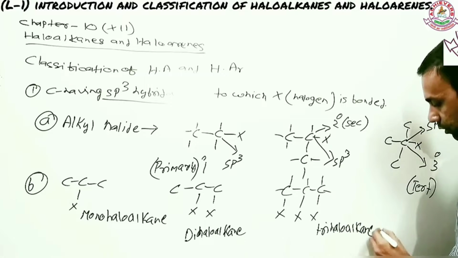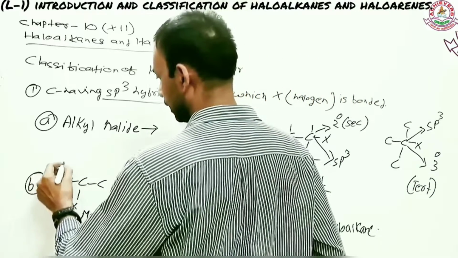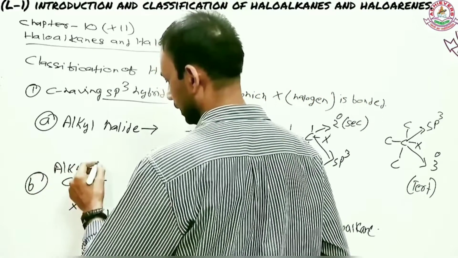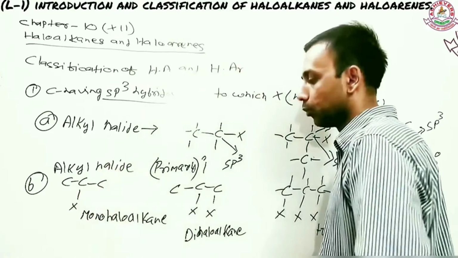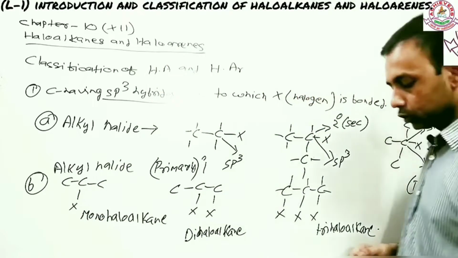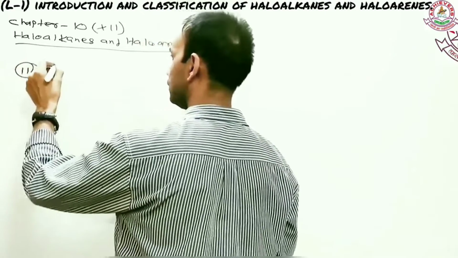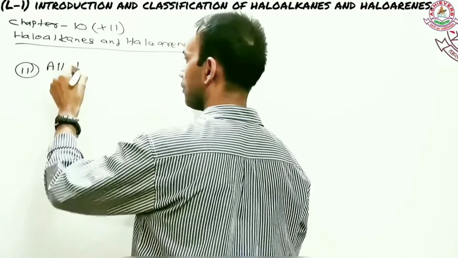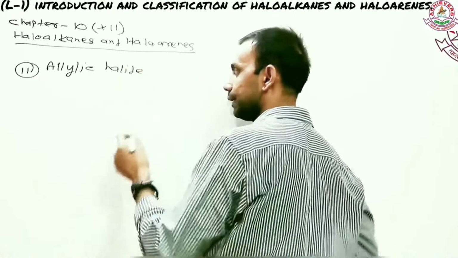Trihaloalkane. So these are called alkyl halides. Alkyl halides are basically of two types. They may be either 1 degree, 2 degree, or 3 degree, and they may be either mono, di, or trihaloalkane. So the second one is allylic halide. What is an allylic halide?